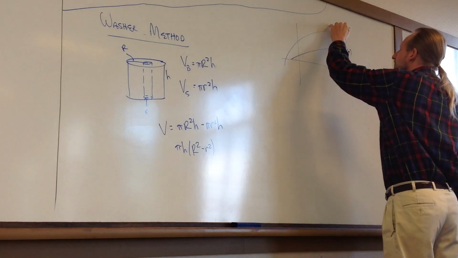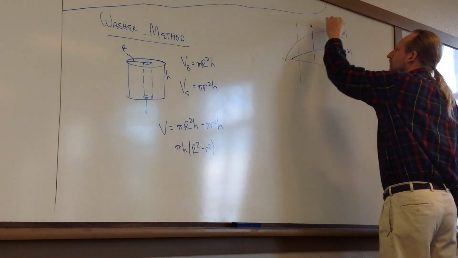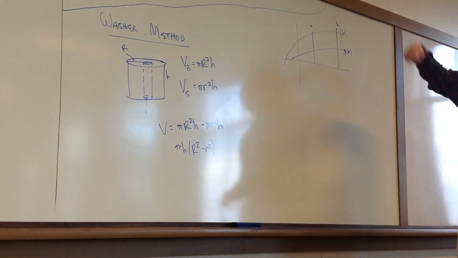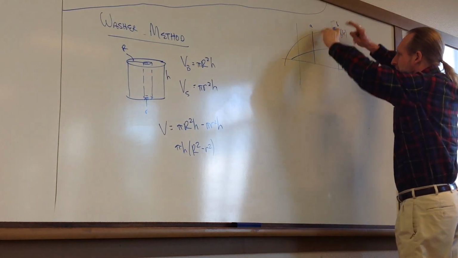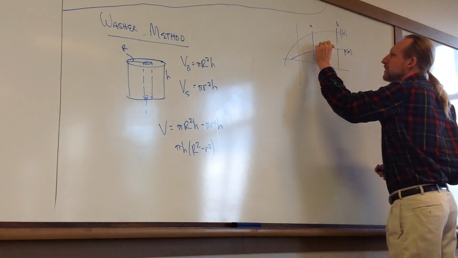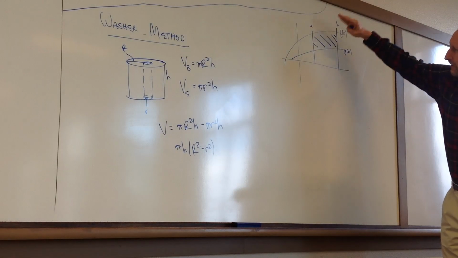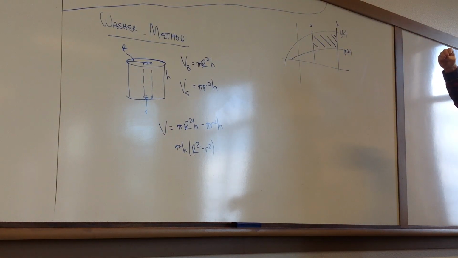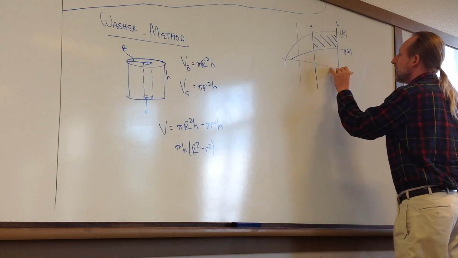And the idea for this washer method is that when we rotate this around the x-axis, it's this area in between the curves that's going to get rotated. This is going to be open space down here. Okay, so let me color this in just to make that more clear. So that's the space that's going to get rotated around the x-axis and create our three-dimensional object.